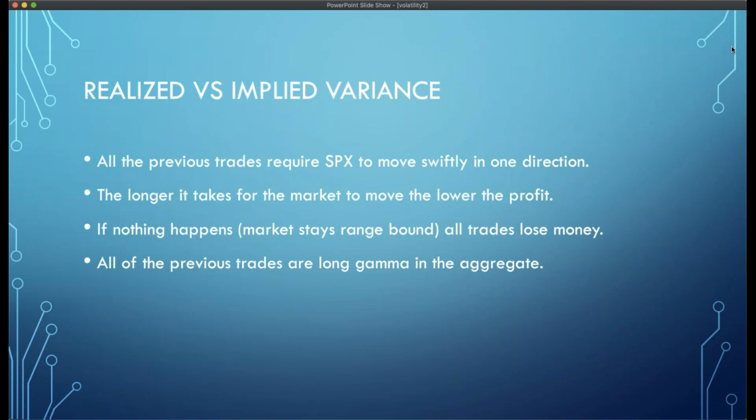The vertical call spread, the vertical put spread for October, and the iron condor. And that's kind of what it is with long gamma. Time is against us. We need the market to move, and we need the market to hold, to actually move swiftly. And the faster it does, the more money we make.